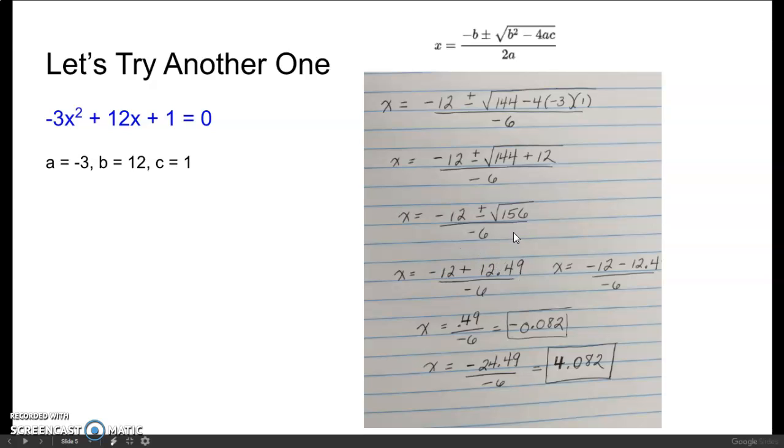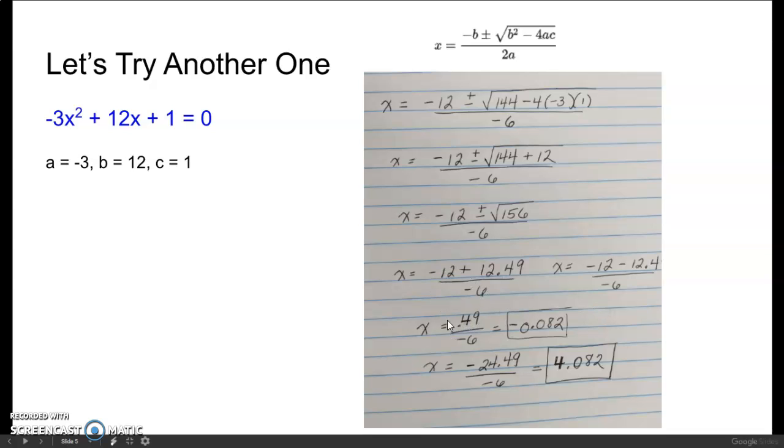So what I did is I just found the estimate for the square root of 156. As you get into Algebra 2, you're going to learn ways to simplify square roots a little bit better so you can have exact answers. But for now, I just rounded this. So we have negative 12 plus 12.49. That's the approximate value of the square root of 156. So that all divided by negative 6. And oops, my 9 got cut off here. Negative 12 minus 12.49 all over negative 6.